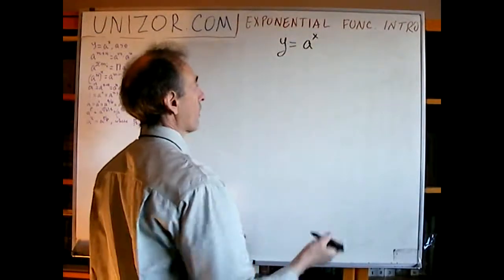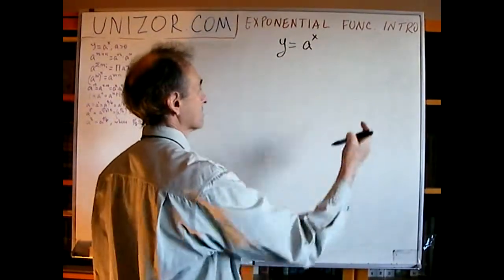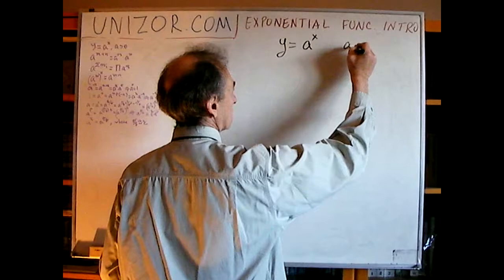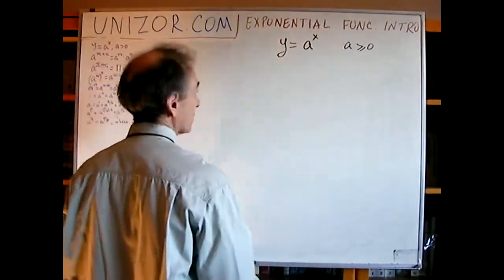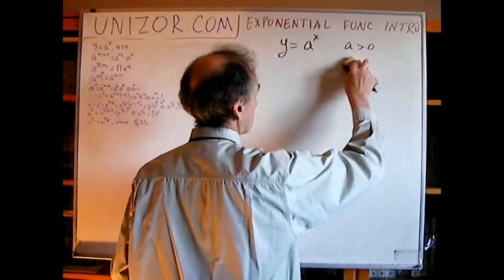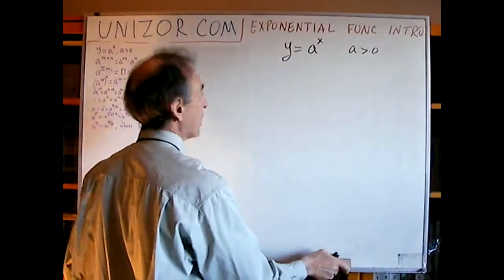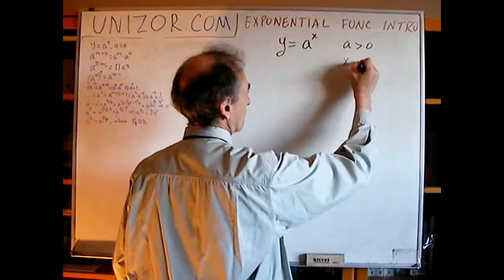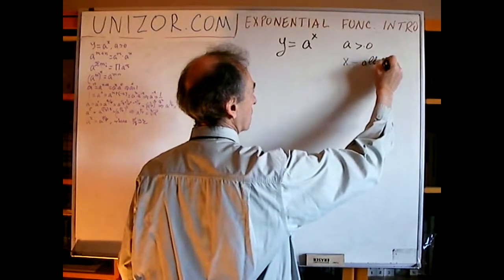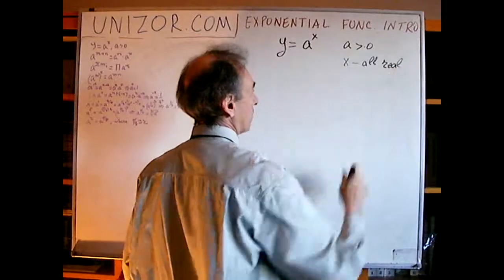So x is an argument, y is the value of the function, and a is any real number. Well, actually 0 is not an interesting one. Let's forget about the 0. So a is positive. Now x is all real numbers.